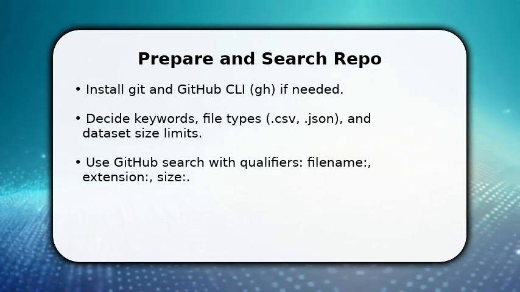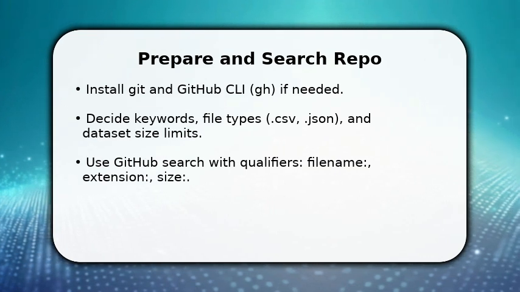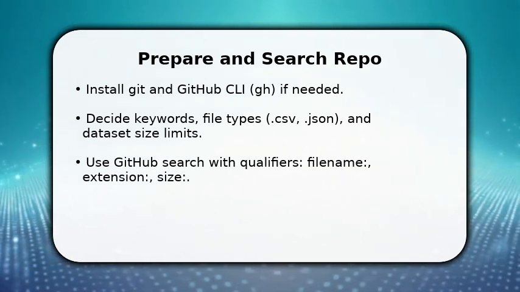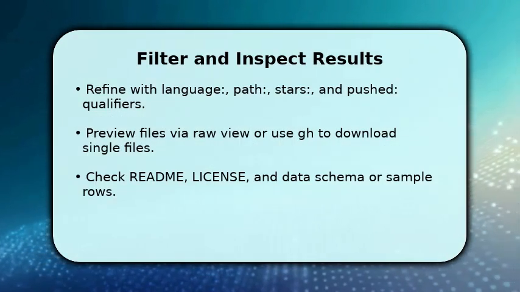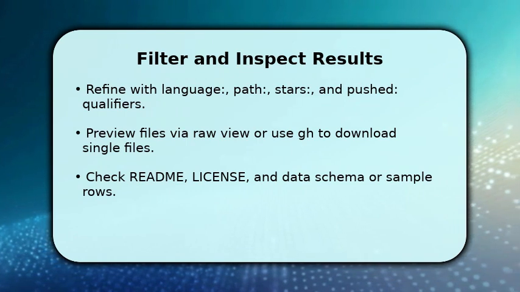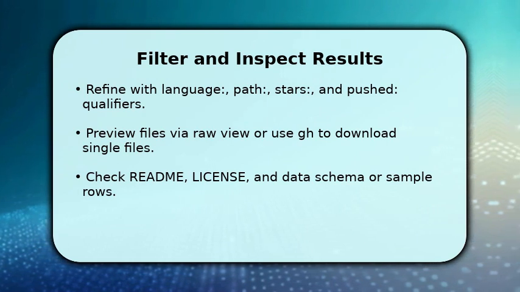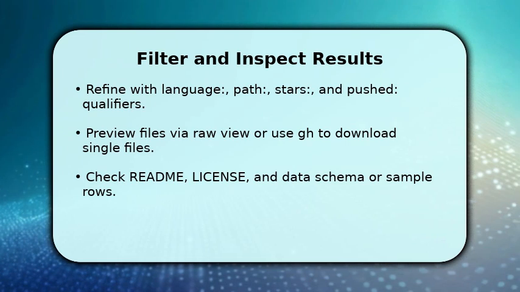Once done, scan repo readmes and data folders for obvious dataset files. Make sure to check releases and raw file views so you can preview contents before cloning. You now refine your candidate list by adding qualifiers such as language, path, stars, and pushed to prioritize active, relevant repos. Use the raw file preview in the browser or GH to fetch a single file for quick inspection.